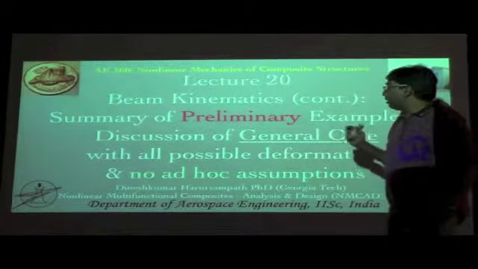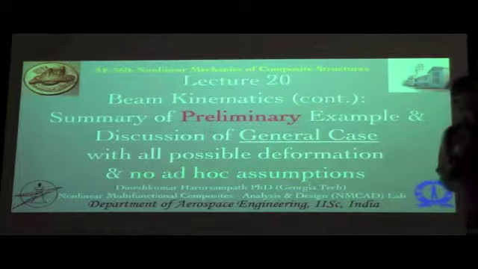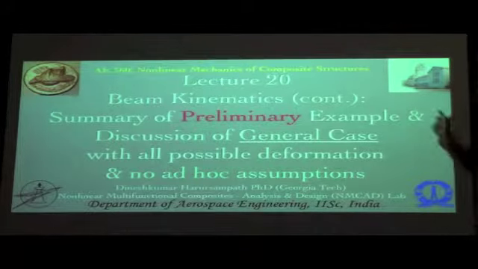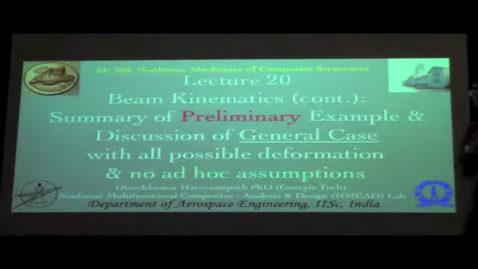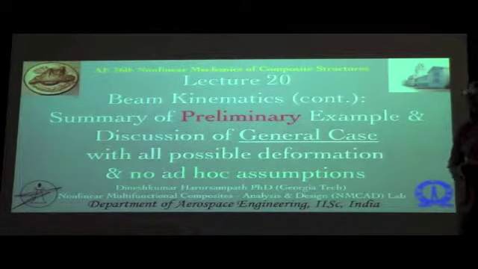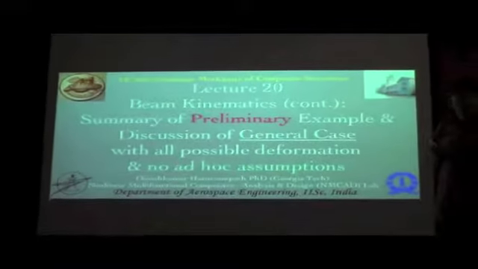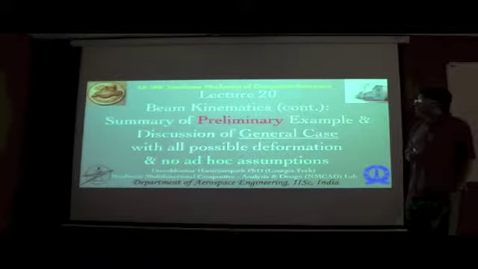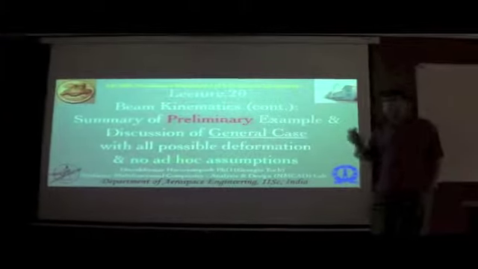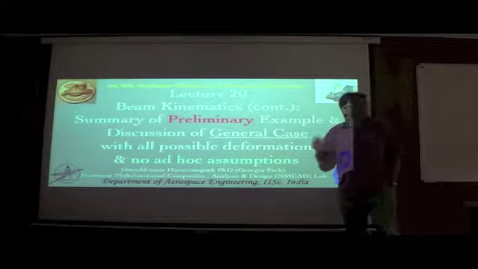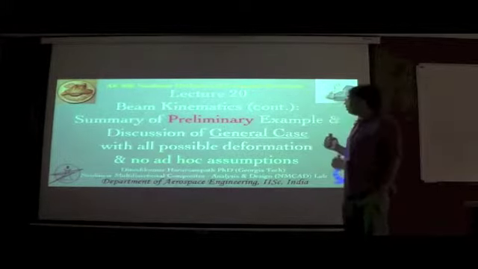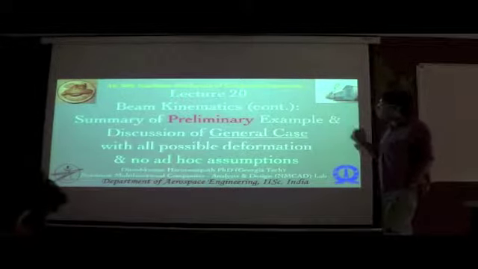In the previous class, we looked at the preliminary example of how to derive the kinematics of beams, basically relating the 3D strains to the 1D strains, generalized strains, including the force strain measures and the moment strain measures. So what we'll do in the first 3 slides is to just summarize that, make certain conclusions based on what we derived as the expressions for the 3D strains.